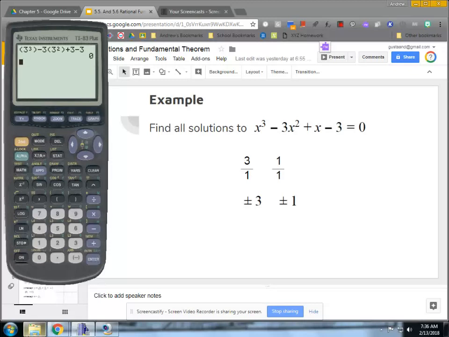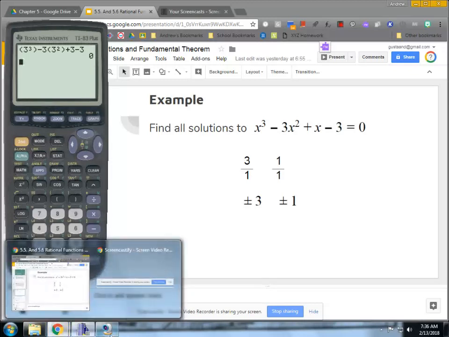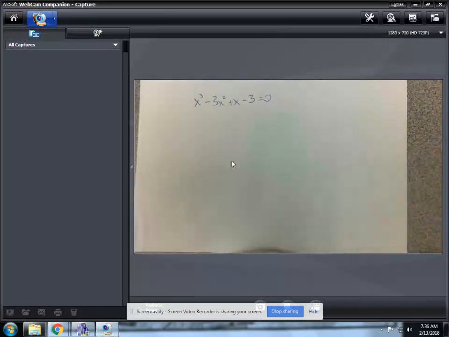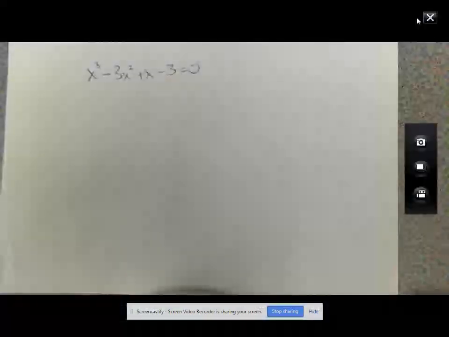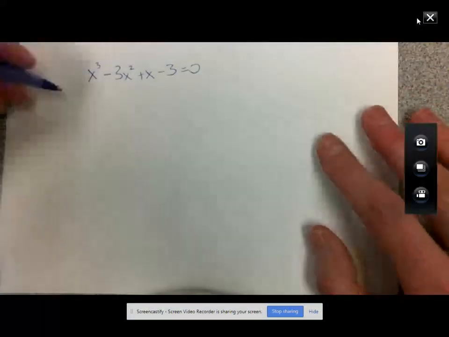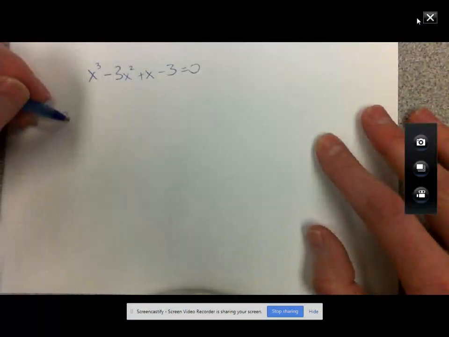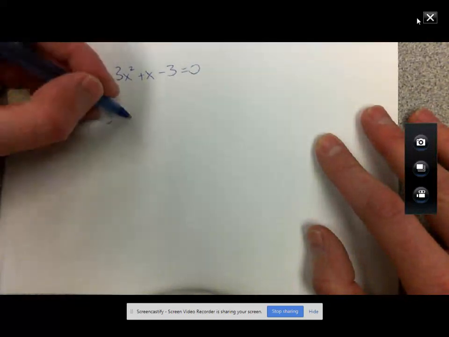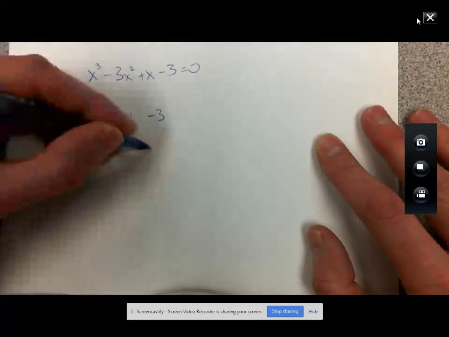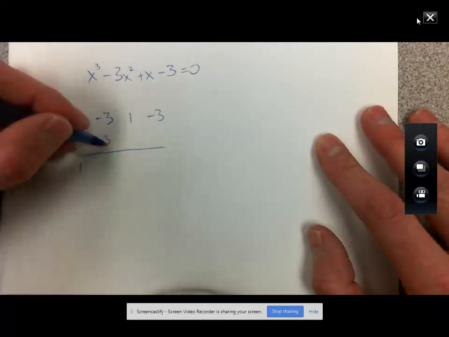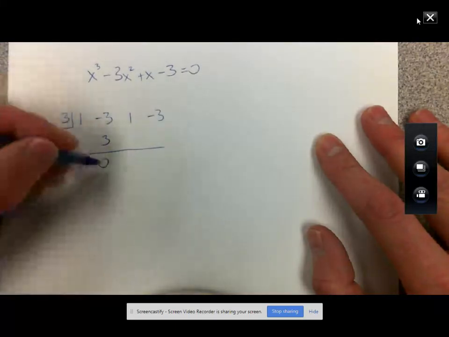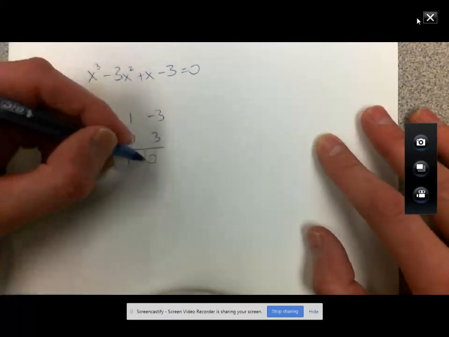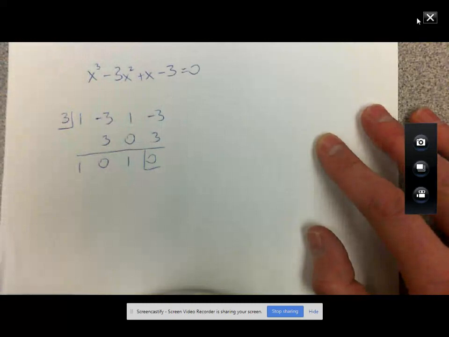I'm going to go over to my document camera again. So here we have the original polynomial. I know that one of the solutions is 3, so I'm going to use my synthetic division again. I've got 1 for x cubed, negative 3, 1, and negative 3. So I'm going to pull that first one down. 3 times 1 is 3. Add these together, I get 0. 3 times 0 is 0. Add these together, I get 1. 3 times 1 is 3. Add these together, I get 0. So there's my remainder of 0.